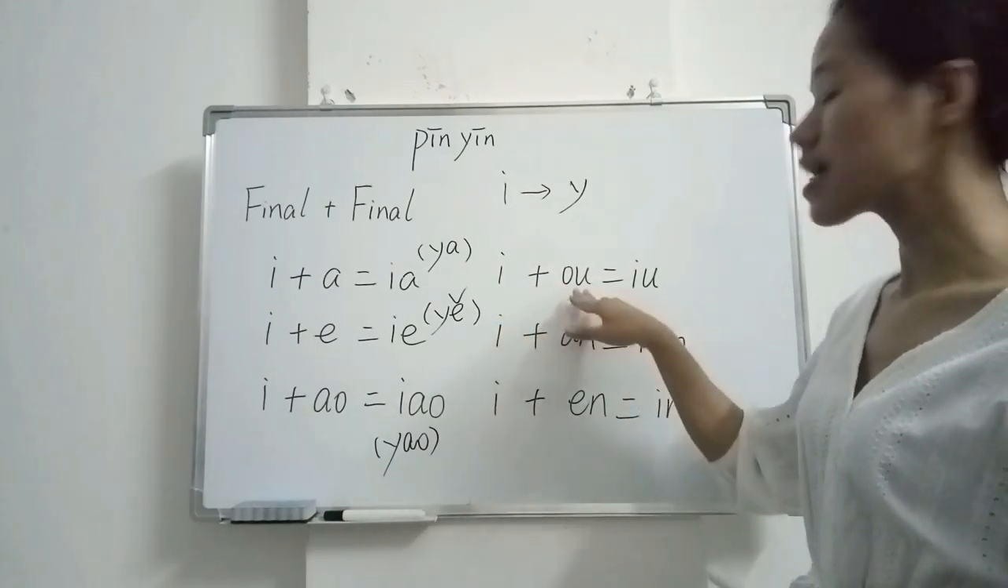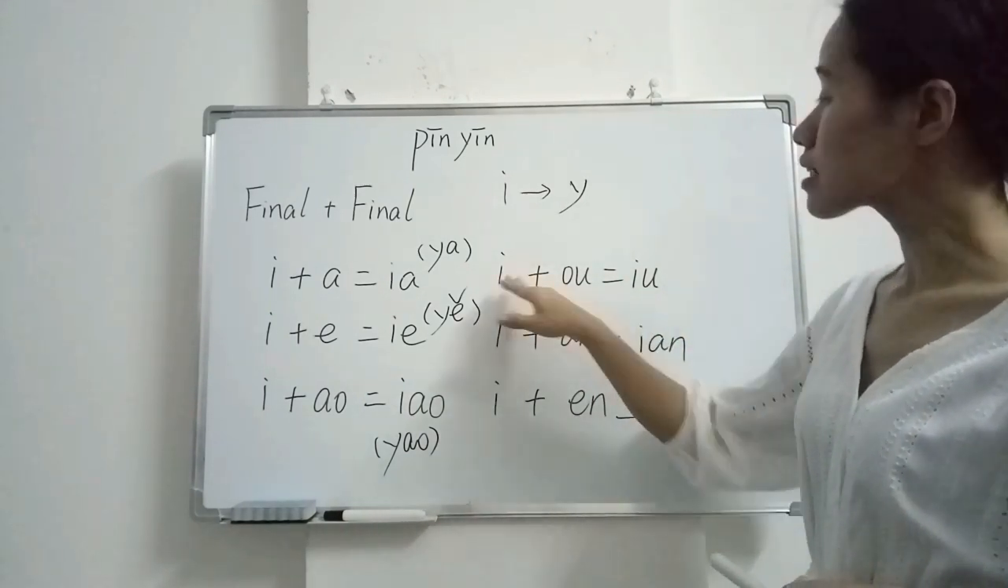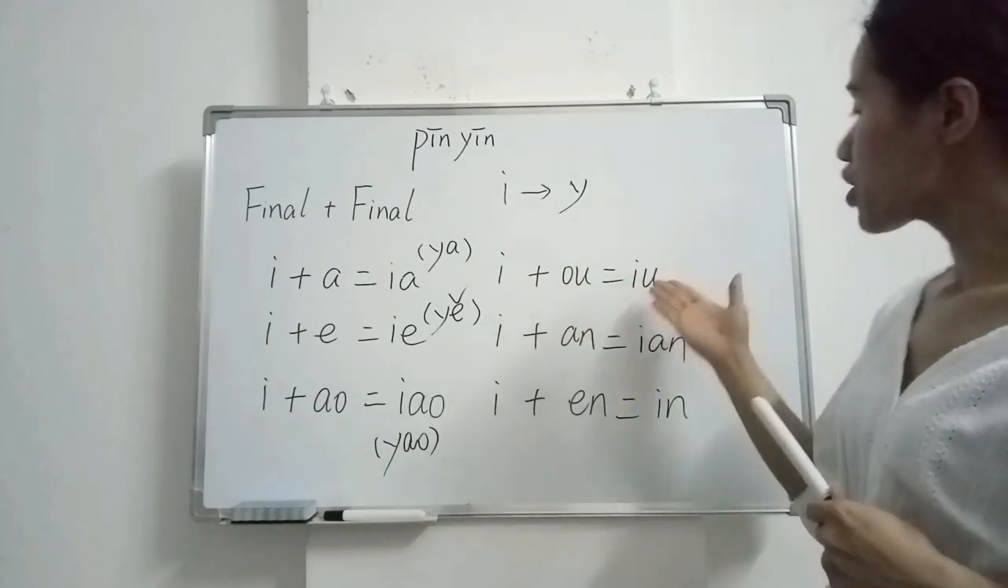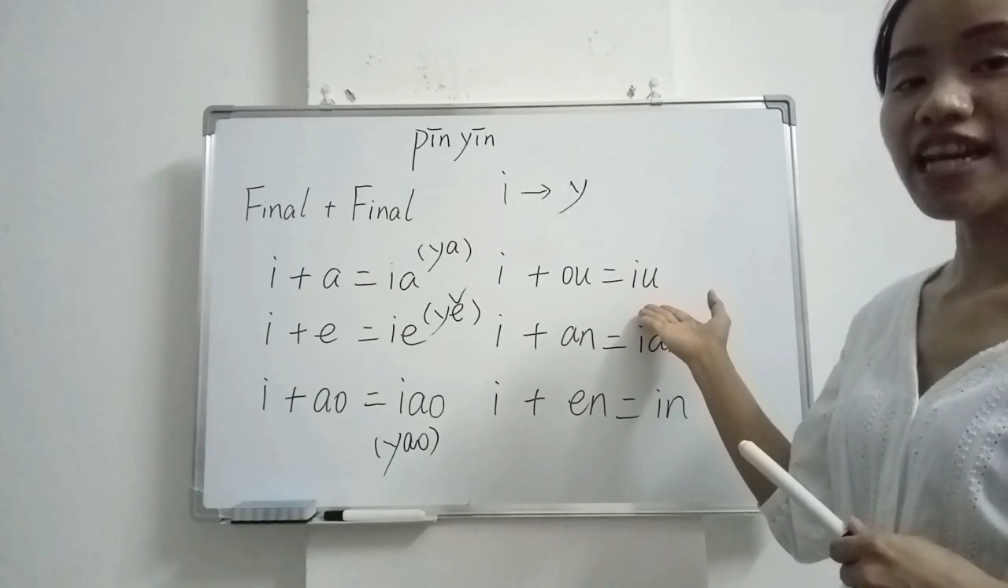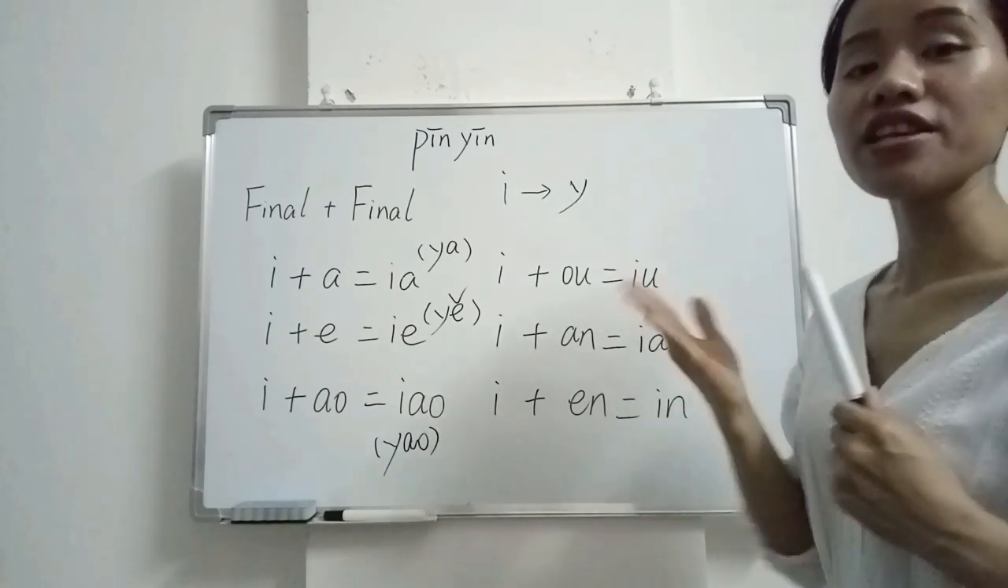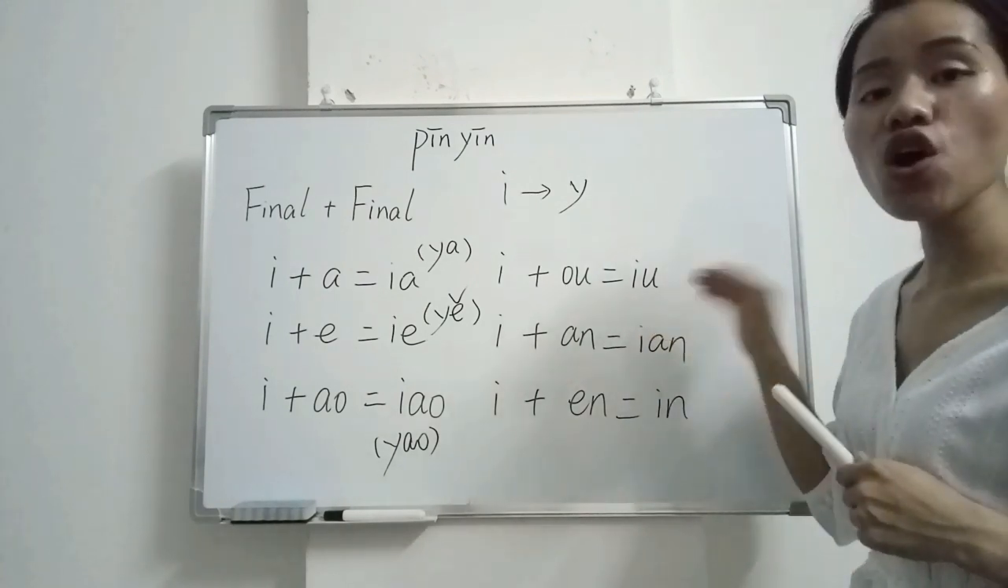Yi plus o. Yi, o. Yo, yo, yo, yo. Yo. Just like you in English. You, you. Okay. Yo.